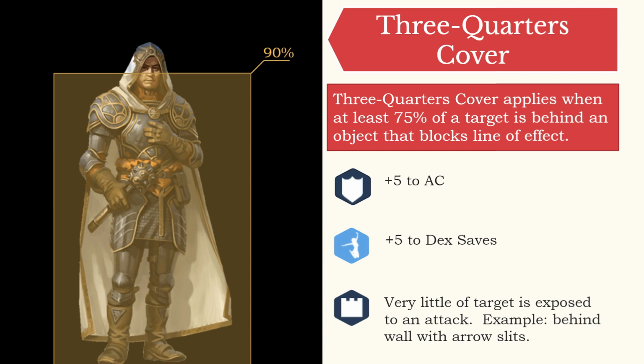If at least 75% of a target is behind an object that would block line of effect, then they have three-quarters cover from your attacks and receive a +5 bonus to armor class and a +5 bonus to dexterity saving throws. Examples might include when a target is behind a wall that has a very narrow window or an arrow slit, or at the crest of a wall that has battlements.